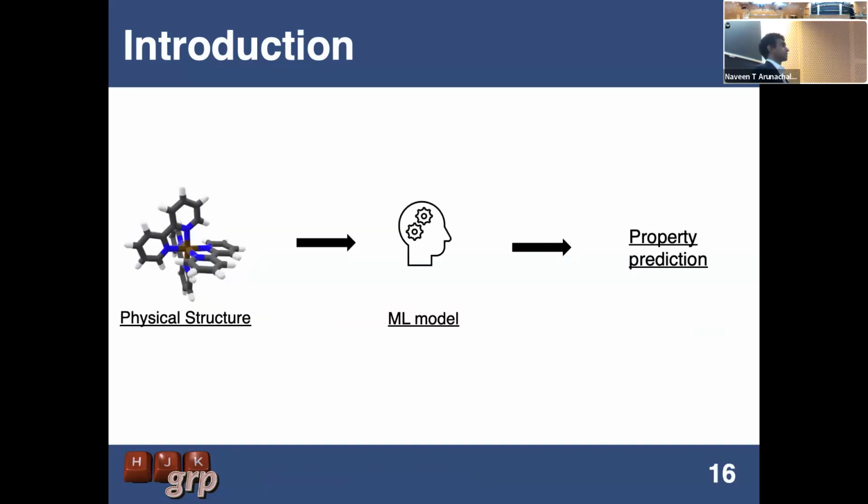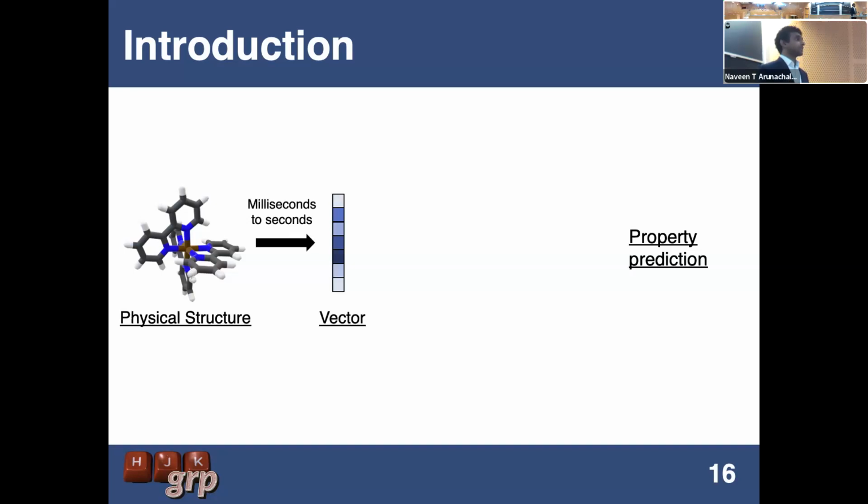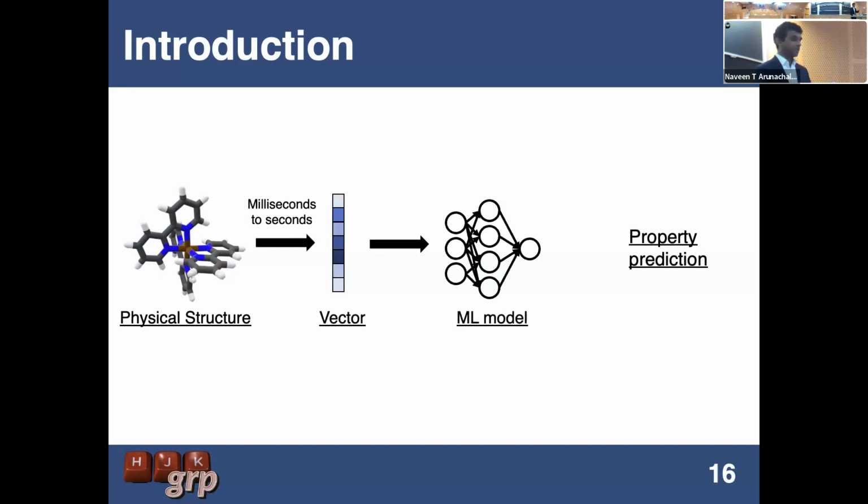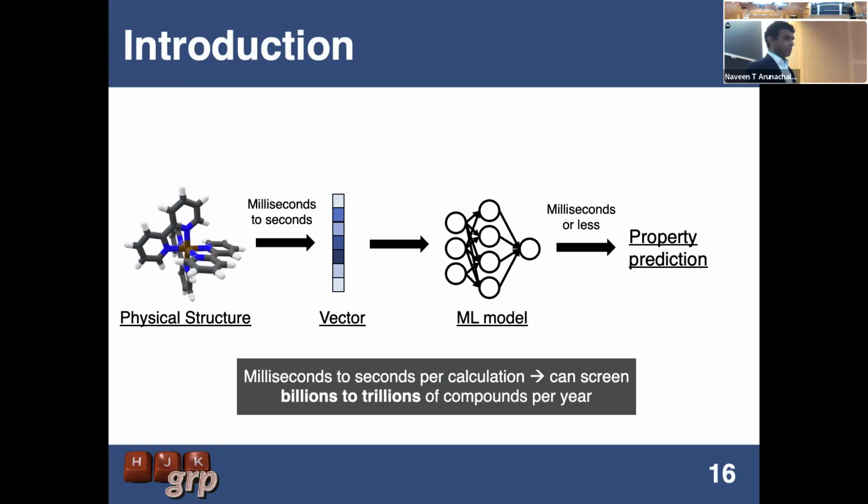So going back to our flow chart for data-driven discovery, we start out with a physical structure, feed it into a machine learning model, and get a property prediction out of it. But now we know a bit more. We know that it takes milliseconds to seconds to convert a molecule to a vector. Then the vector is fed into a machine learning model, and the machine learning model can produce a property prediction in milliseconds or less. So what we learn here is that because it takes milliseconds to seconds for calculation, we can screen billions to trillions of compounds per year, which is way higher than we were before with just DFT alone.